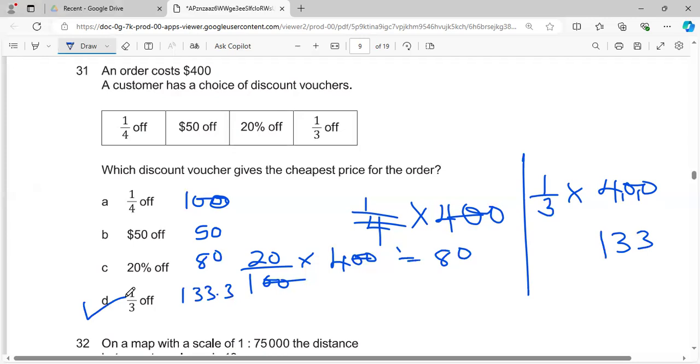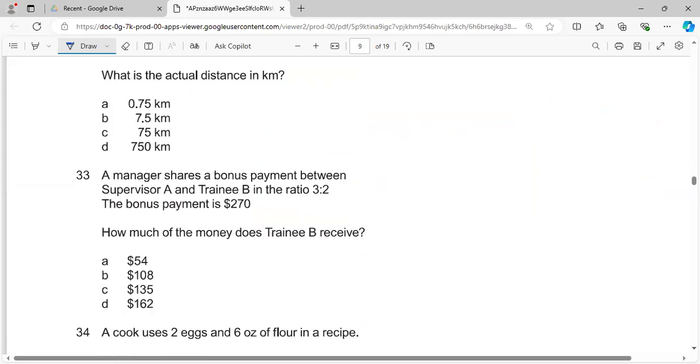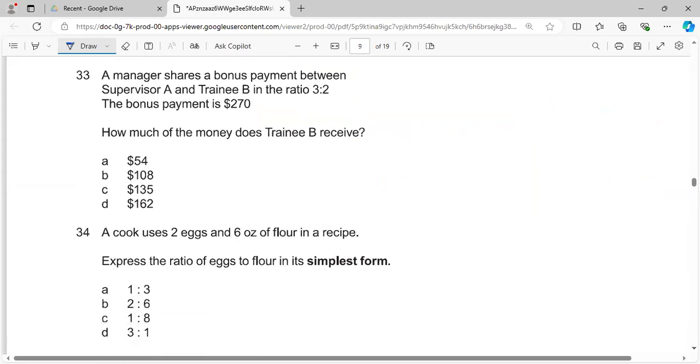When I get these, you have to work out all of it step by step. Alright, we're going to skip 32. So we're going to go on to 33. A manager shares a bonus payment between supervisor A and trainee B in the ratio 3 to 2. The bonus payment is $270. How much of the money does trainee B receive? Alright, so go ahead and do that one. If you can just do 33 and 34, same time, guys.